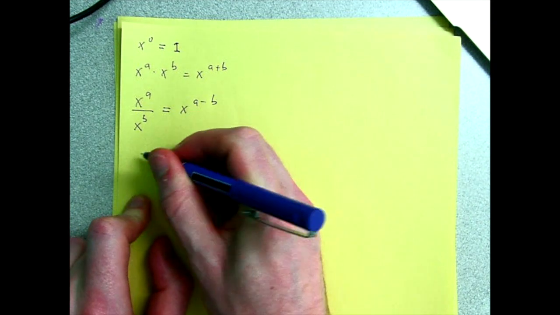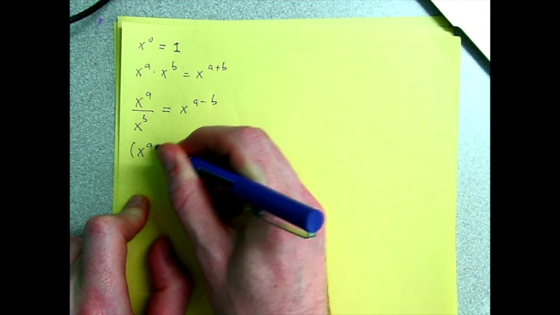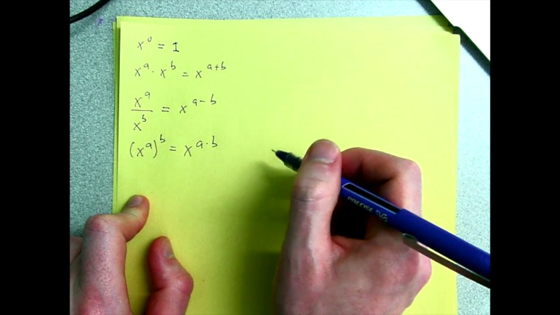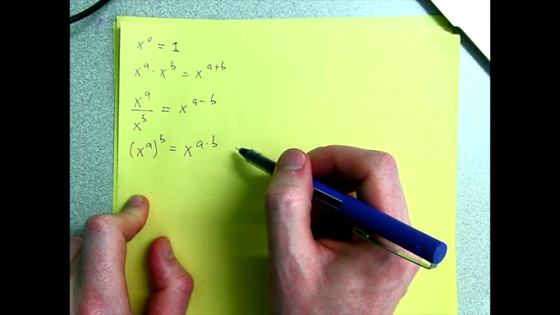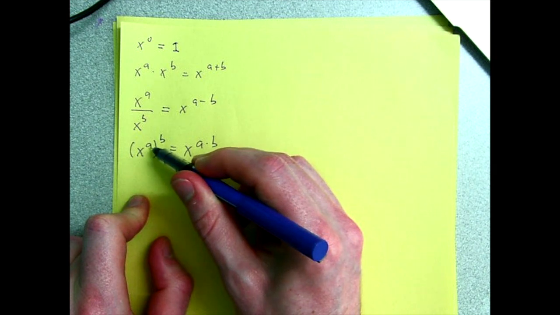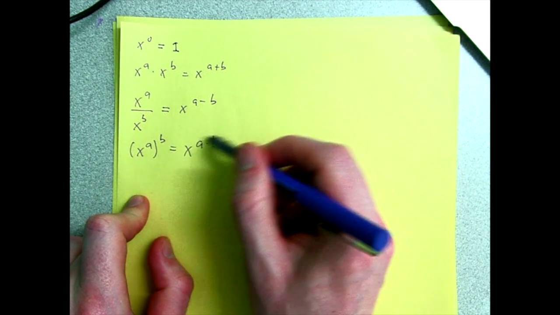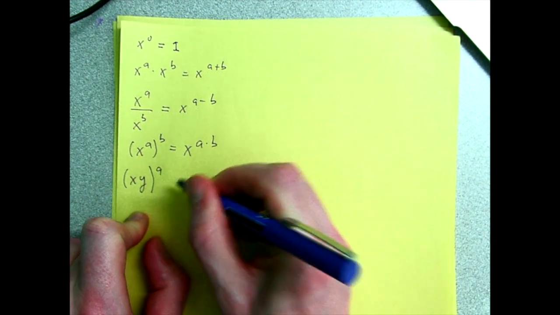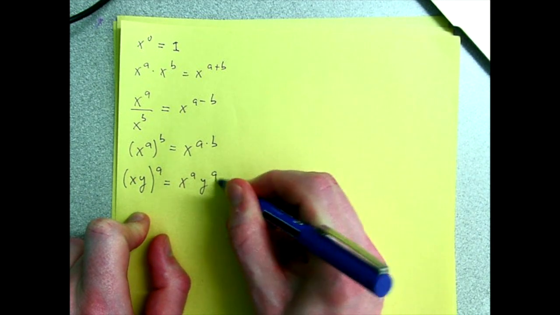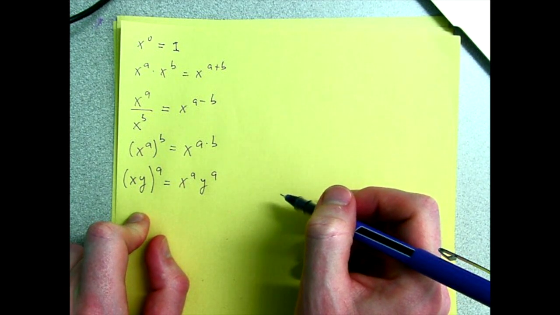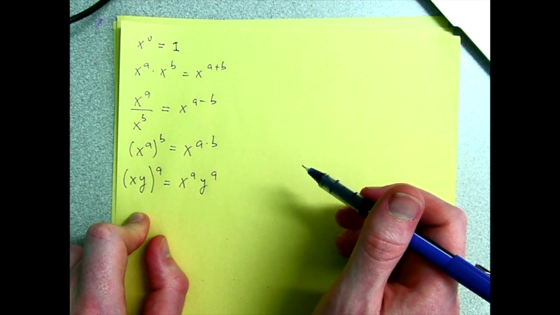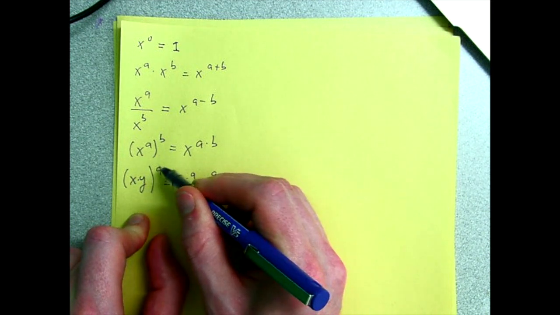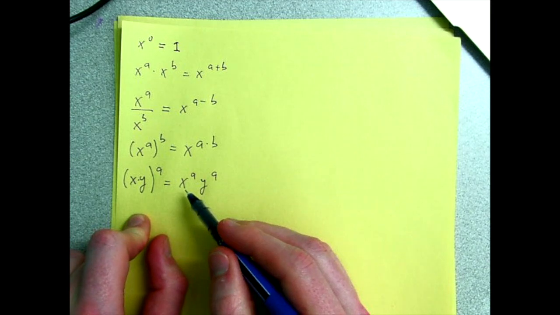Then we have the following rule. We have x to the a to the power of b is equal to x to the a times b. So what this really tells you is that when you have something raised to a power and then raised to another power, then you multiply the two exponents. Then we have xy to the a is equal to x to the a y to the a. This essentially says that exponents distribute over multiplication. This is multiplication happening between the x and the y, and the a is sort of being distributed to each of those two terms here.